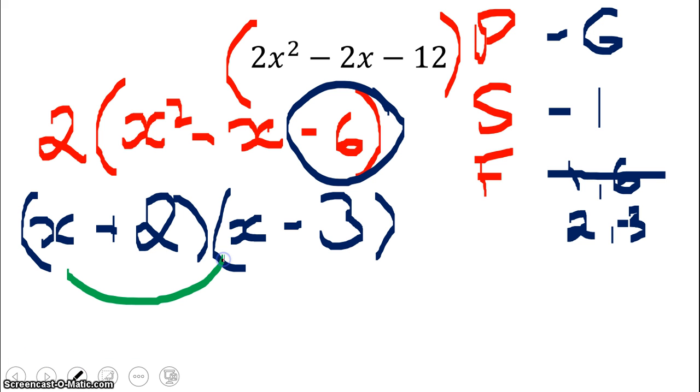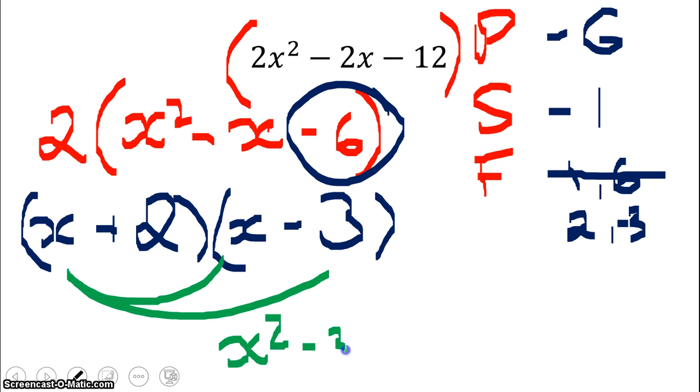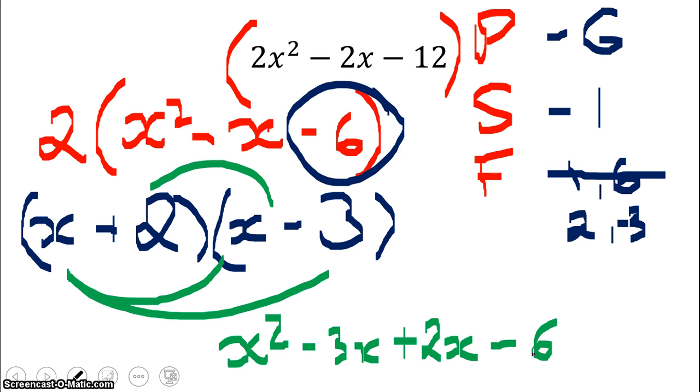And then once again, we're going to multiply through, make sure we've got the correct answer. X squared, x times minus 3 is minus 3x, positive 2 times x is positive 2x, and 2 times negative 3 is minus 6. So we end up with exactly what we started with just there.